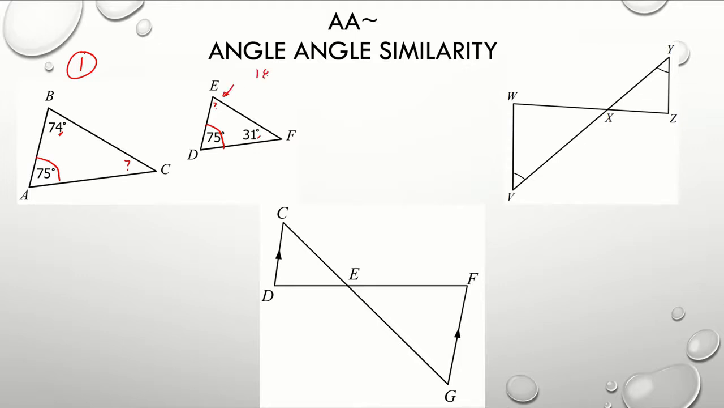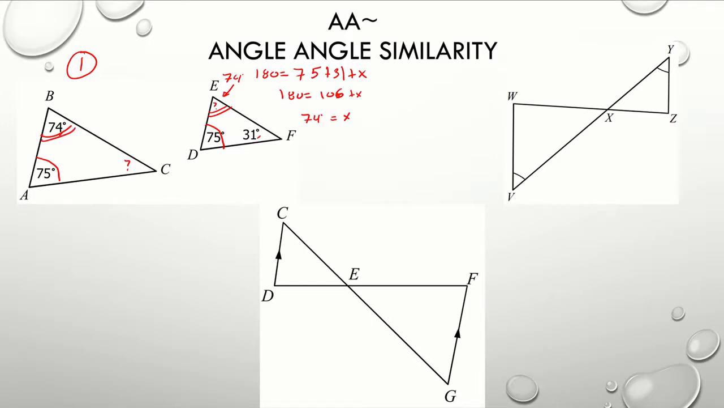And the reason we can find that missing angle is because remember we said whenever we add all the angles inside a triangle, they should add up to 180 degrees. So when we add 75 and 31 plus x, which is what we're calling that missing angle, then we get 106, sorry. And then subtract 106 and we get 74 degrees. And so since that angle is 74, we can now see that 74 matches, right?